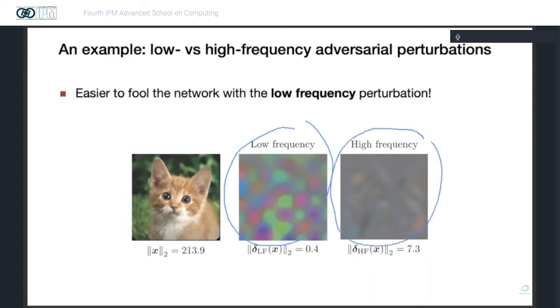As you can see, at least in terms of L2 norm, you need a much smaller magnitude for the low frequency perturbation, compared to the high frequency one, in order to fool the classifier. If I add this perturbation to my image of the cat, the classifier gets the image wrong and wrongly classifies it, for example, as a dog. So you see that the norm of this perturbation is smaller. It means that it's easier to fool neural networks with low frequency perturbations.